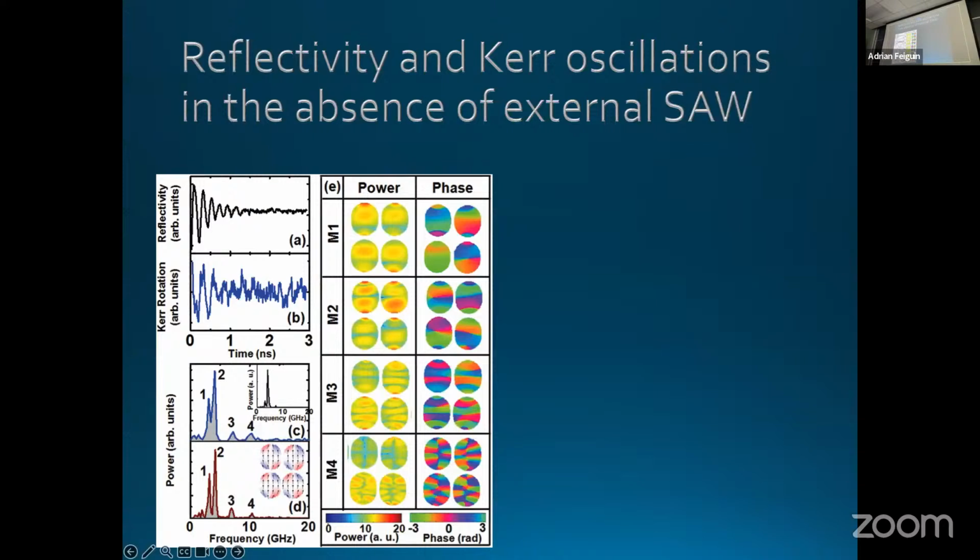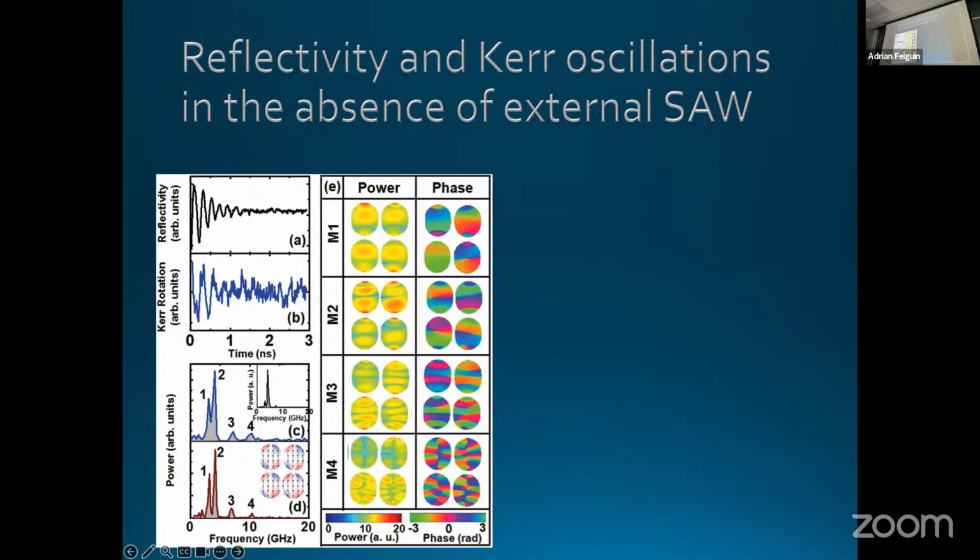So first, you do not launch any SAW, and you look at the intrinsic oscillation. This is reflectivity measured by the same Kerr microscope, and this is the Kerr oscillation. This is the intensity of the reflected light. This is the polarization of the reflected light. Then you do the Fourier transform of this, and you see these peaks. Now you see 4 peaks there: 1, 2, 3, and 4. These are intrinsic modes. No external SAW is present here. These are all intrinsic modes.